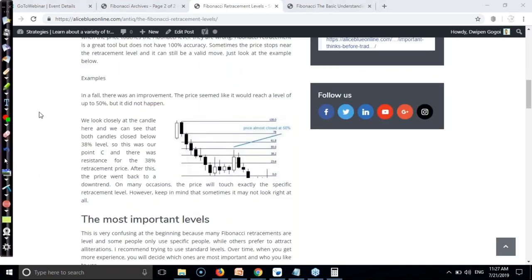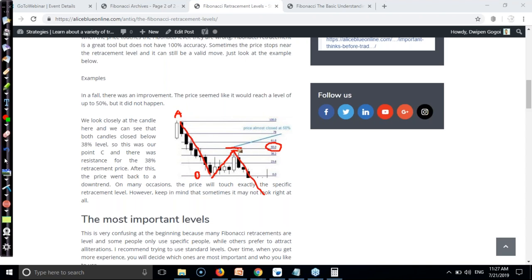In this example, here was a 50% level. When price was here, this is the A point in a downtrend and this is the B point, and price just retraced toward here. Just a little more above was the 50% retracement. This candle was not able to hit this level, the 50%. After that, price went down, right?